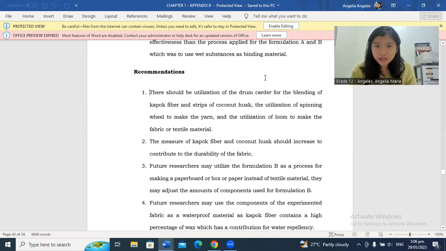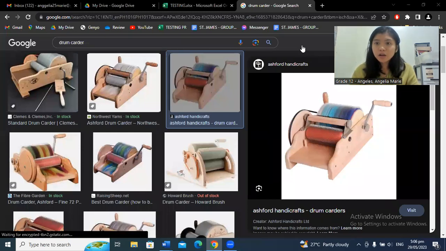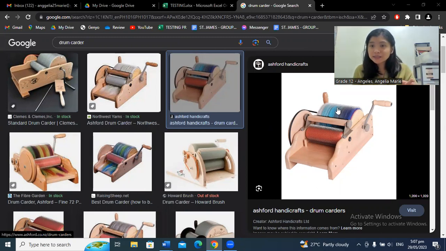Okay, so there should be a utilization of drum powder. Alam niyo yung drum powder. Pakita ko sa inyo. Okay, so this is what a drum powder looks like. So, the drum powder will help the coconut husk and yung kapasang live fiber to be incorporated with each other na kahit hindi siya mag-use ng wet substance is naka-ukit sila sa isa't isa.